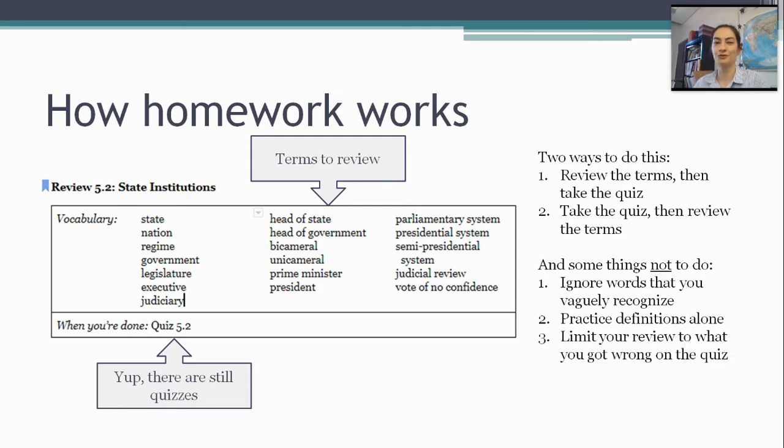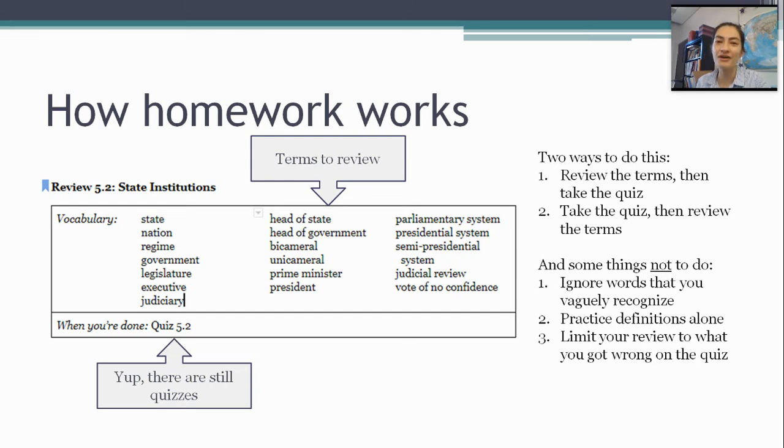Finally, what you really, really, really don't want to do is take the quiz, say, I got questions 2 and 5 wrong. Question 2 was about regime. Question 5 was about a semi-presidential system. So I'm just going to make flashcards of those two terms. The purpose of this review is not just to get you done with the quiz.